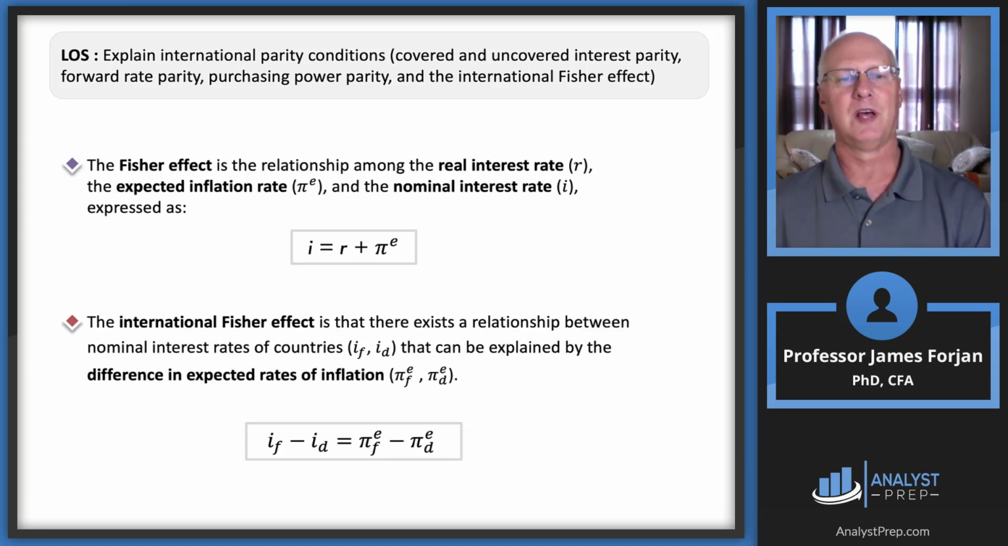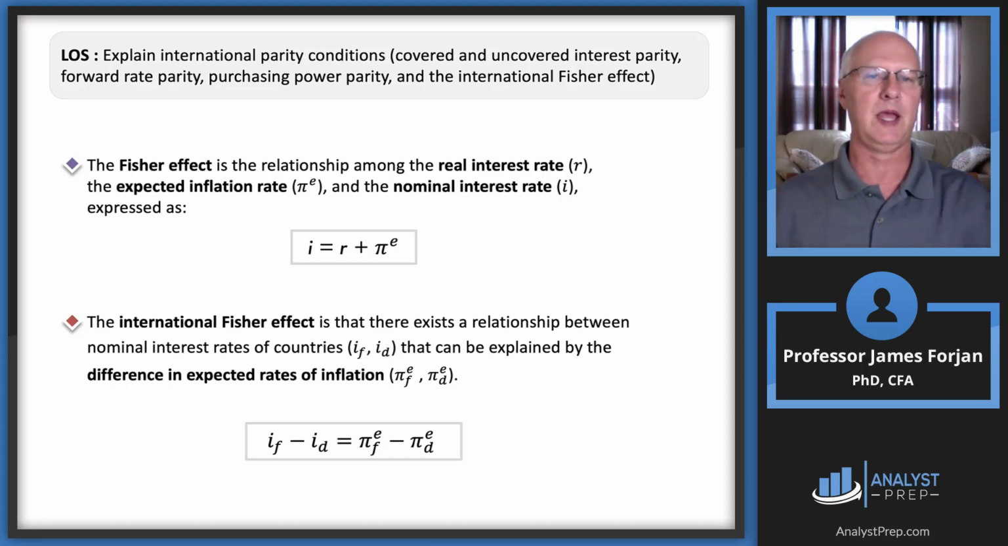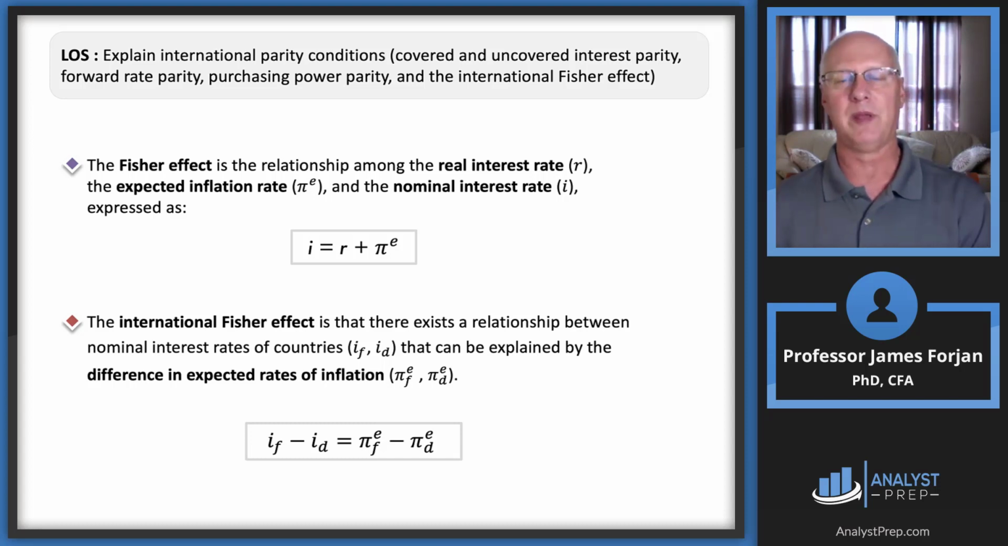All right, how about this Fisher effect? This is a super easy one. It just tells us that the nominal rate of interest, like the rate that we have to pay on a mortgage loan, has to be a function of the real rate of interest.